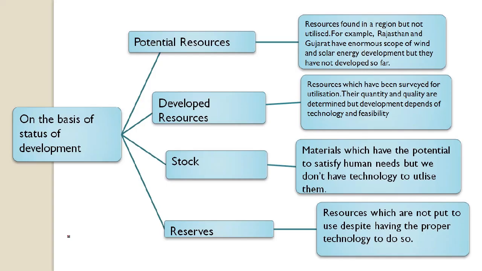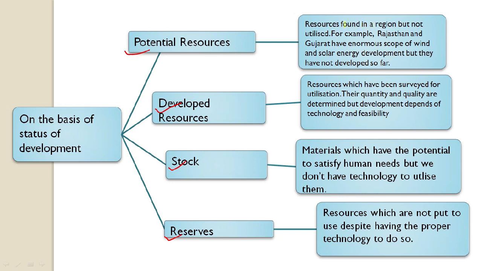Now let us move on. Here comes our next classification of resources, which is on the basis of status of development. On the basis of status of development, again we have 4 different types of resources. They are potential resources, developed resources, stock, and reserves.